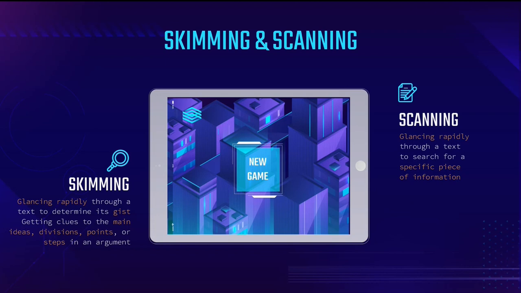Speed reading consists of skimming and scanning. So, what is skimming? Skimming means glancing rapidly through a text to determine its gist. Skimming is defined as a quick, superficial reading of a text in order to get the gist of it.